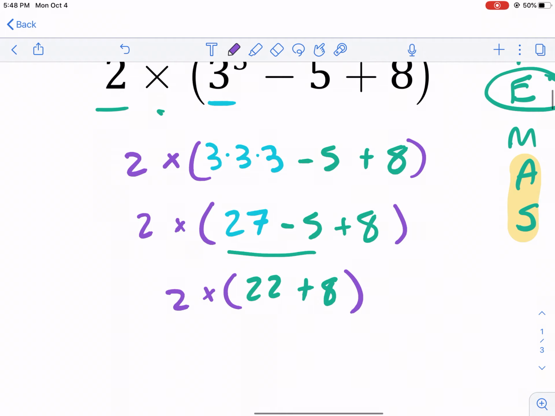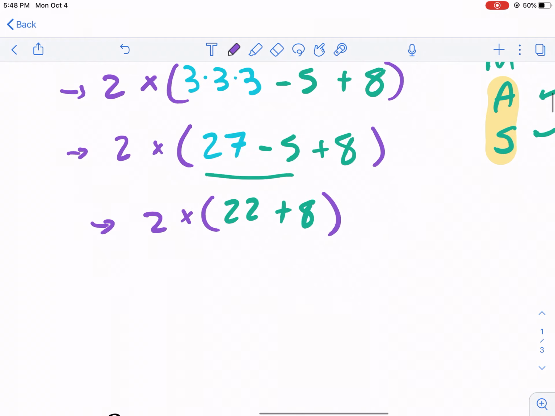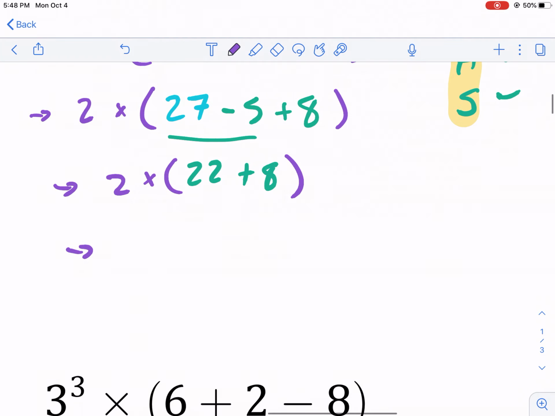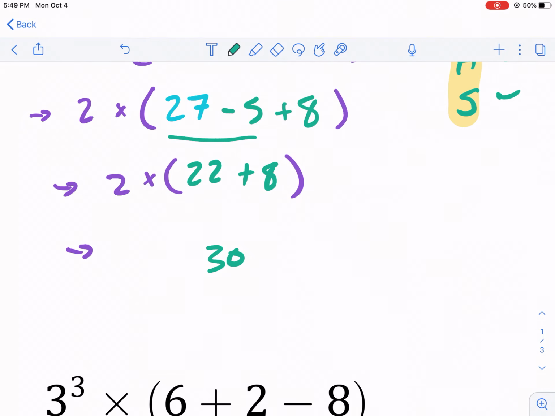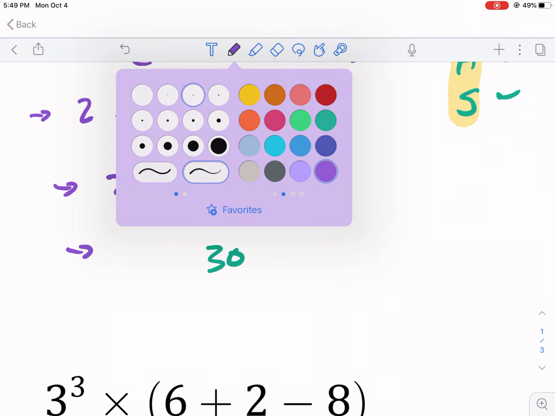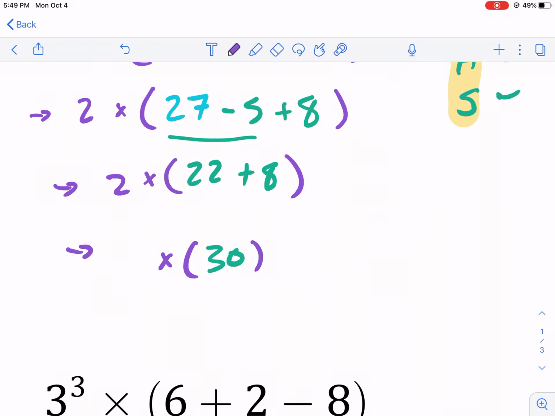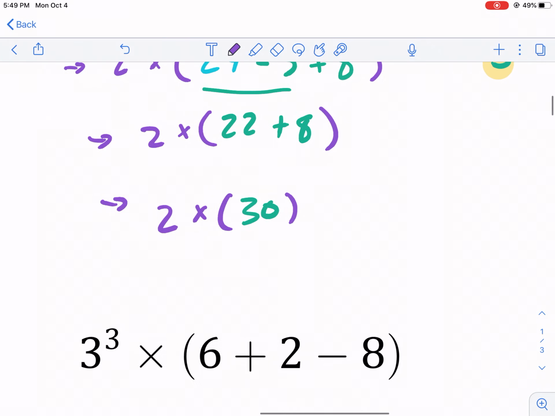So again, I make another line. Here's my first one, second one, third one, fourth one. I take as many as I need, but it's very important to go, you said it, line by line. So we do 22 plus 8. That gives me 30. Okay, and I'm going to keep my parentheses. I'm going to erase them in just a second, but I'm just showing you what I'm thinking about mentally.